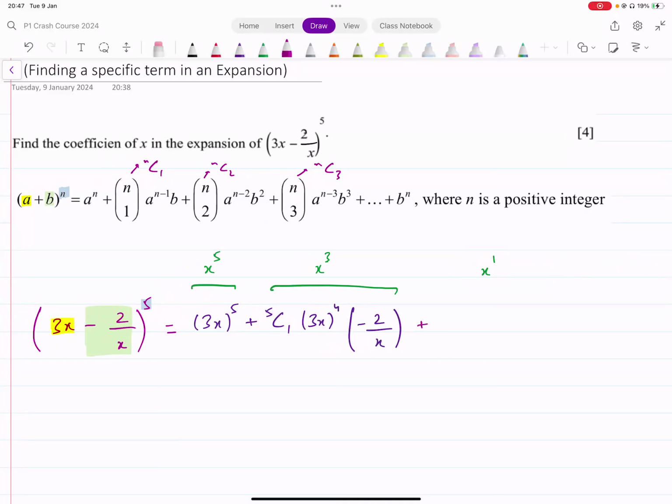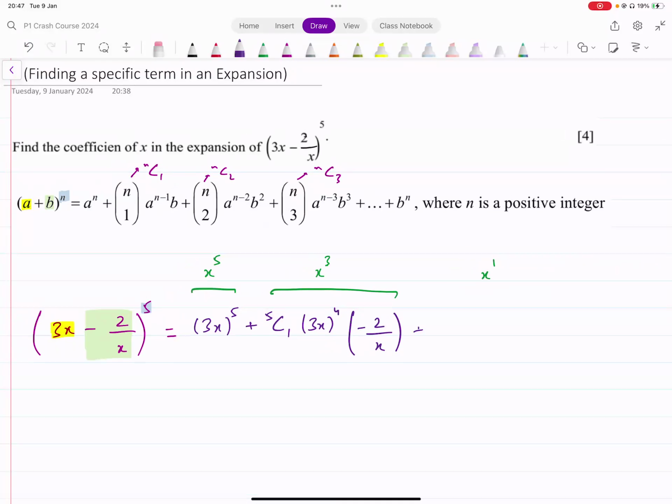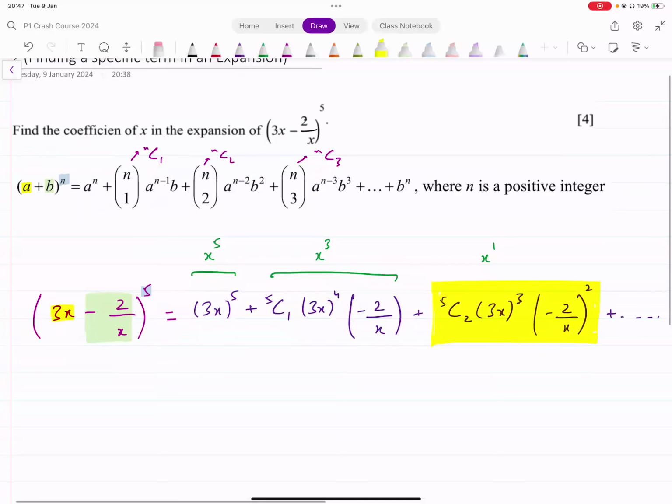The next one is 5c2 into 3x whole raised to power 3 into -2 over x whole raised to power 2. And that's it. This is the term that we are looking for. We ignore everything else. We just simplify this, and that will give us our result. Okay. So let's simplify this and see what this gives us.